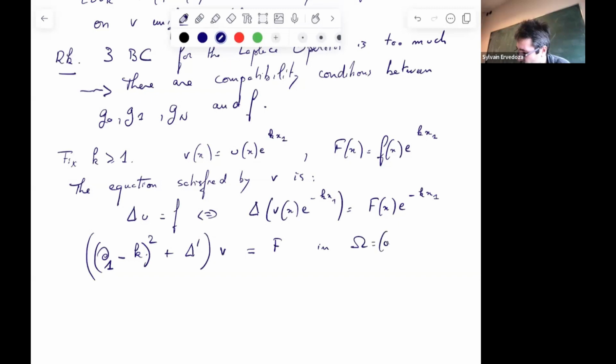So here again, omega is the strip, right? Laplacian prime is the Laplace operator in the x prime coordinates. v(0, x prime), this is simply g, this is simply u(0, x prime), so this is g0 of x prime. v(1, x prime) is u1(x prime) exponential k. So here this is g1.